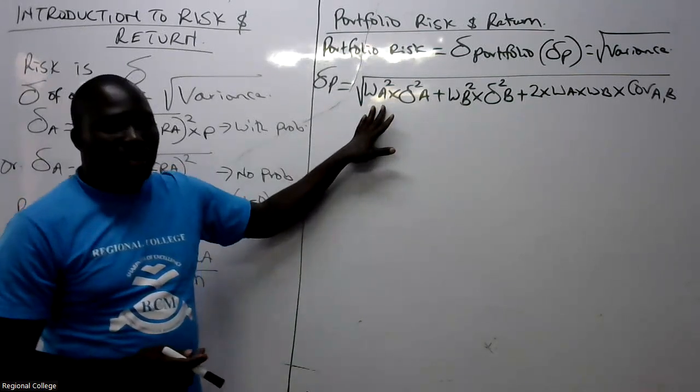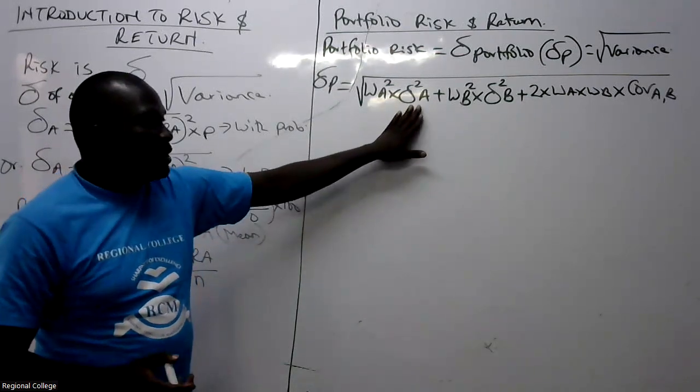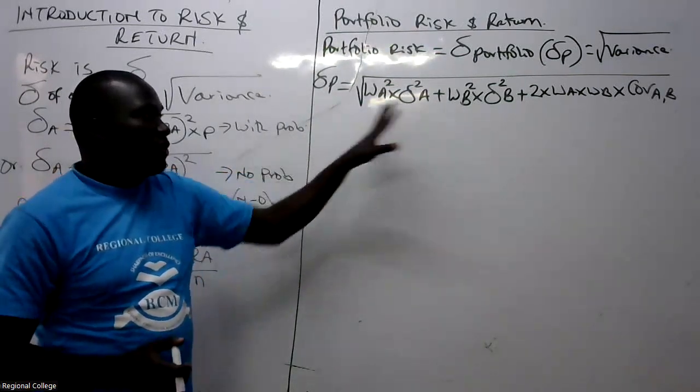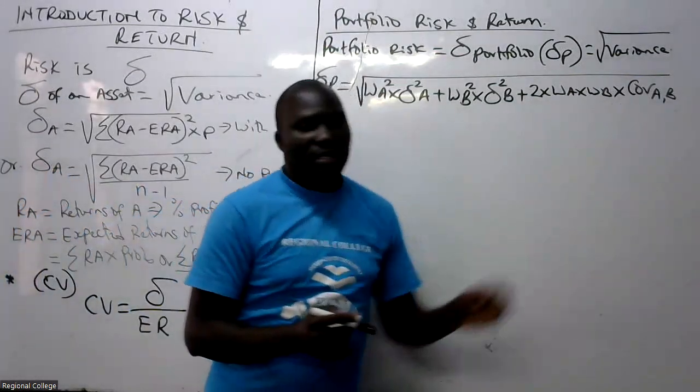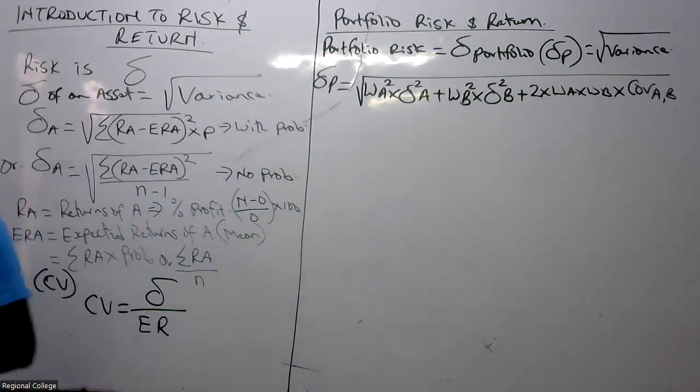The weight of A, standard deviation of A, the standard deviation of B, we get it from these other formulas. So that is number one, and number two is to calculate covariance.